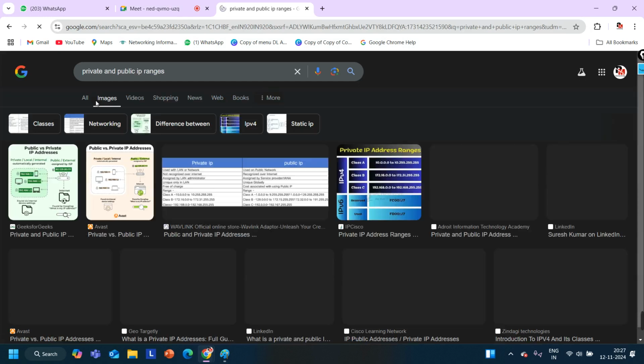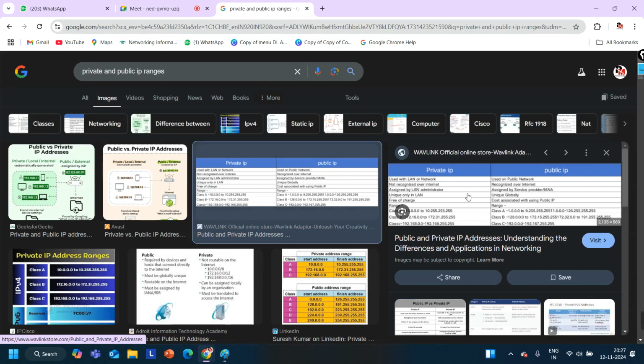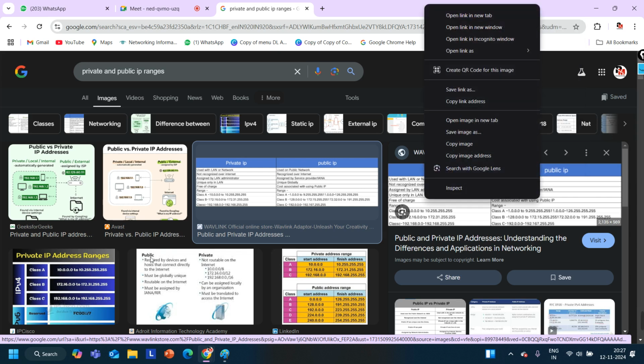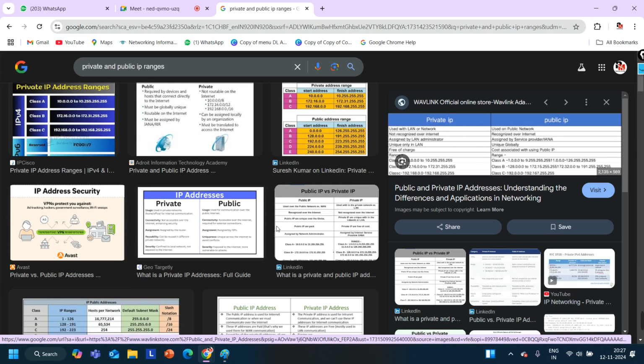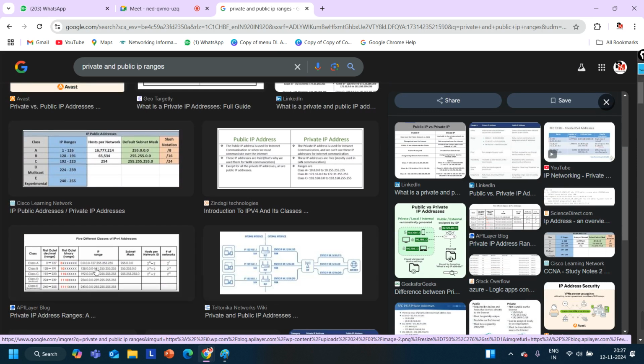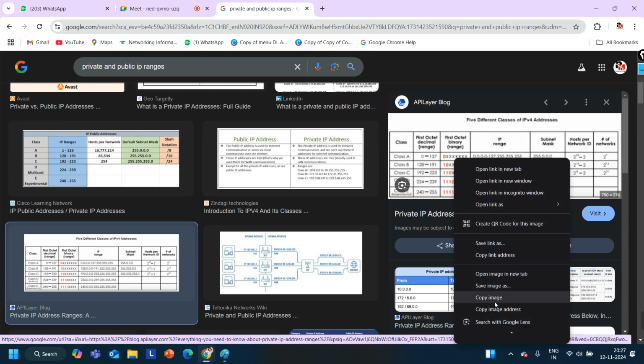Here is the range, this is the range, these are the range. Let me copy anyone. It is not visible. Yeah, this one looks fine.